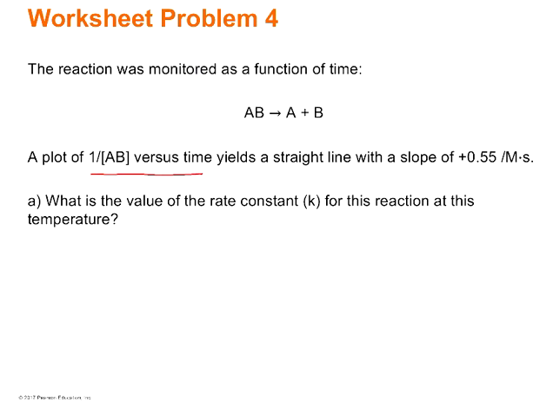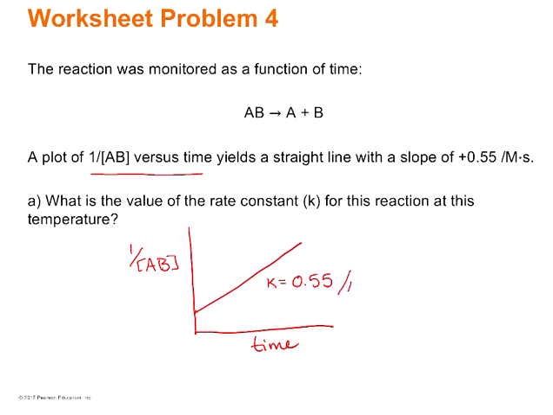So it is second order. And remember that in a second order reaction, we actually have a positive slope. So it looks something like that. So remember, the slope will equal k, which in this case is 0.55 inverse moles per liters per second. Okay.